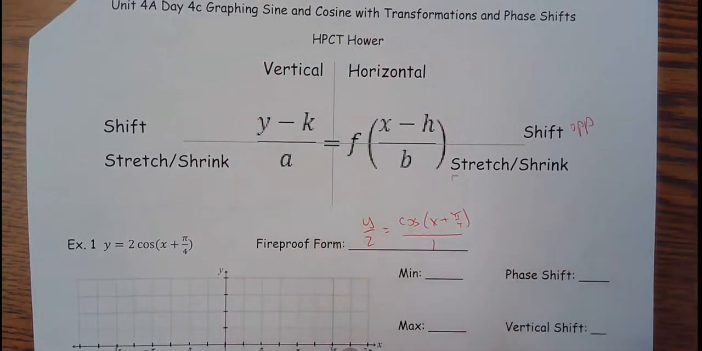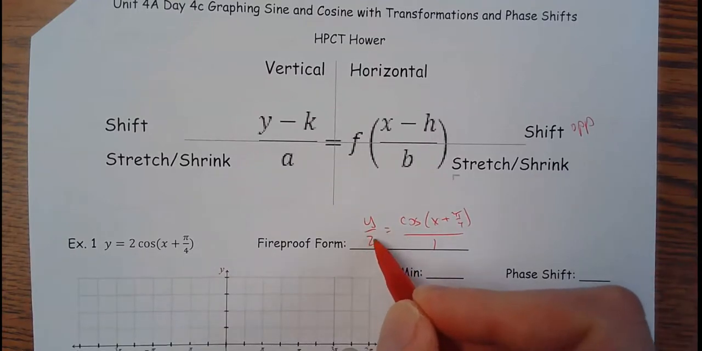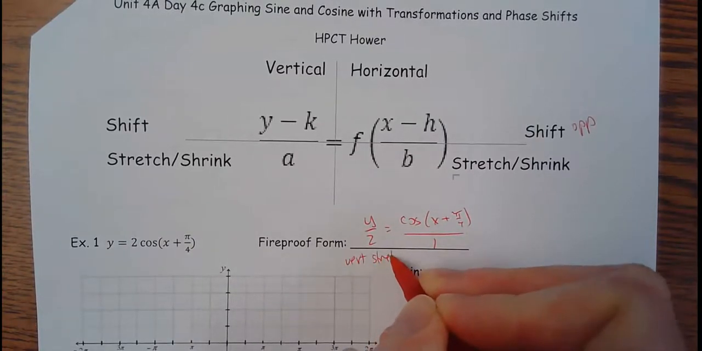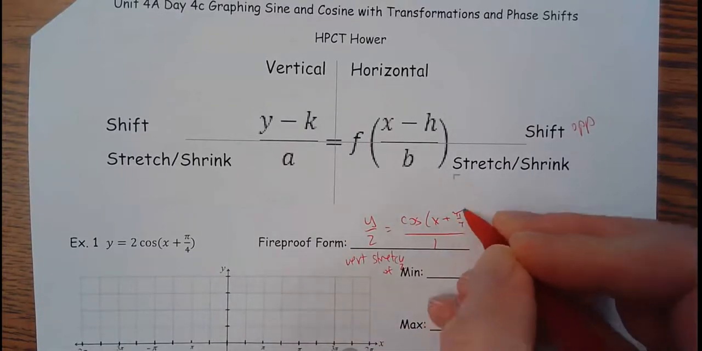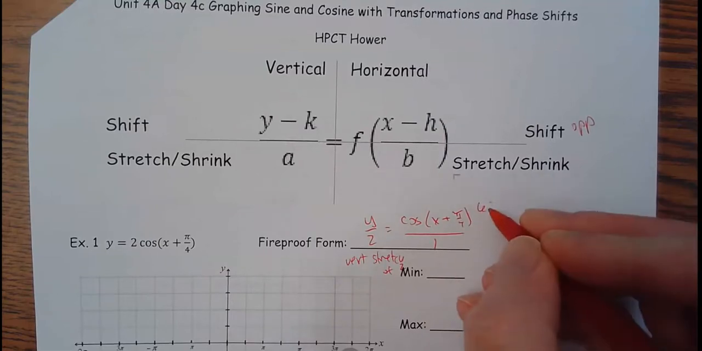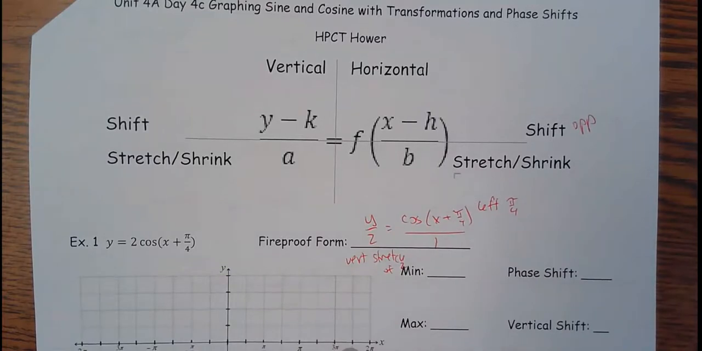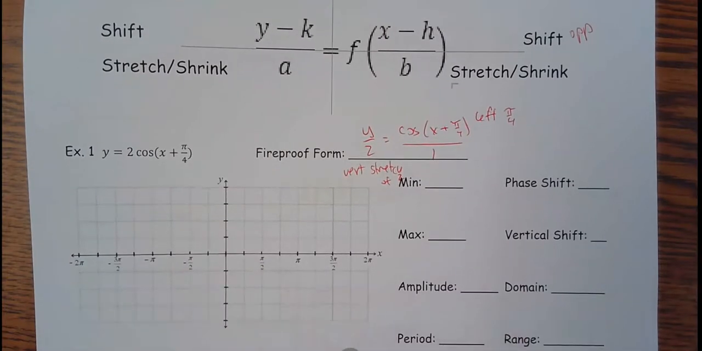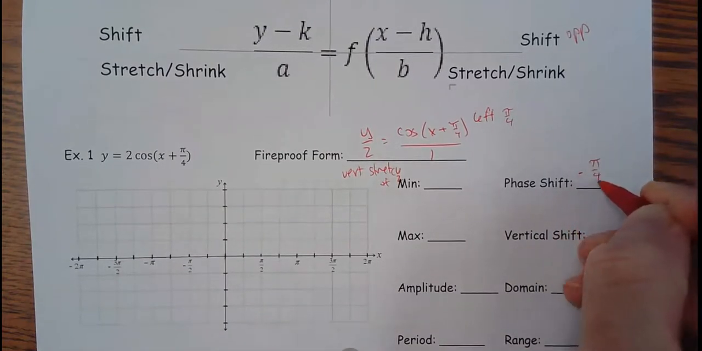So if we're looking at it here, if I want to figure out some of the changes there, here there is a vertical stretch of 2. This is a 1, so nothing happens there. Here's a phase shift, so that's going to go left pi over 4. Okay, so if I'm looking to answer these questions, it might be easier to graph it first and then answer these questions. A few of them you can answer right now. Like I can see the phase shift on this one is a negative pi over 4.